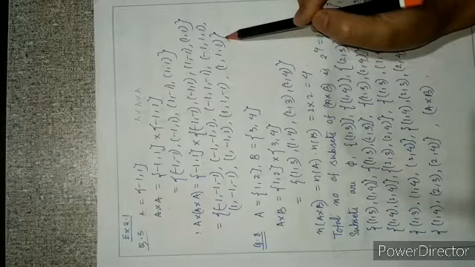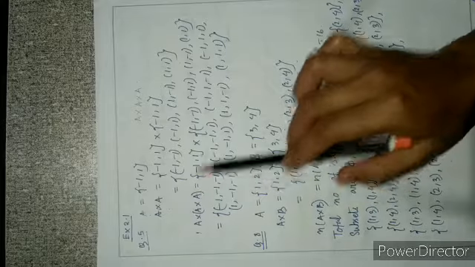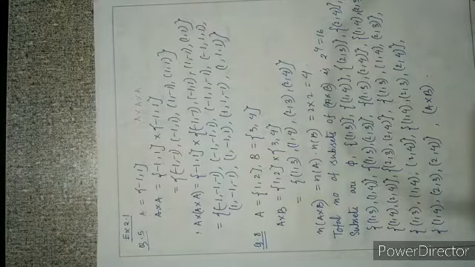So the set of all the ordered triplets formed from the elements of A is called the Cartesian product of set A.